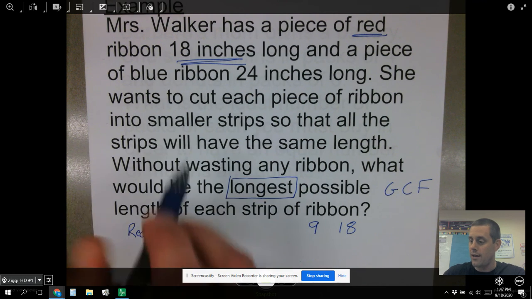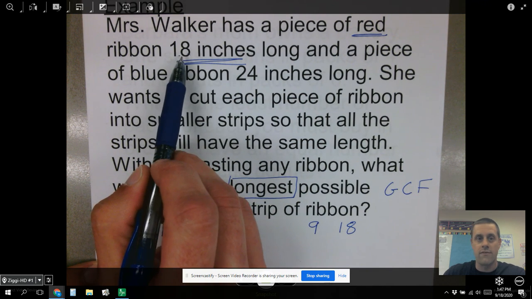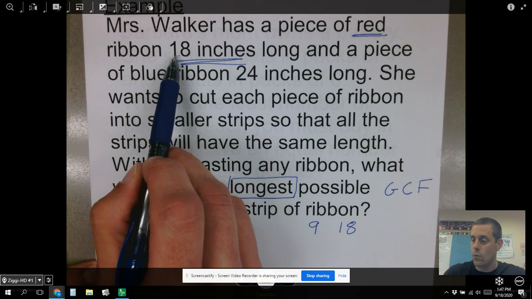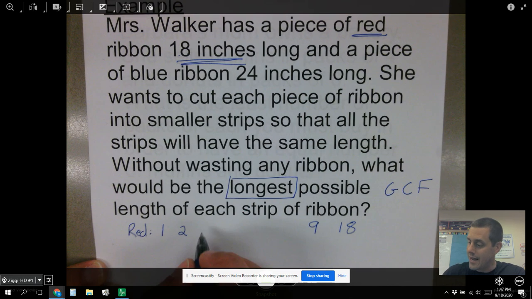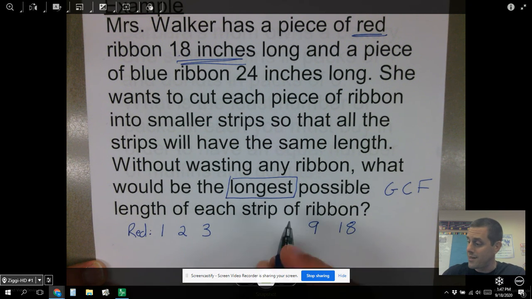On to 3. Looking at 18, if you remember your divisibility rules, sum the digits. 1 plus 8 is 9. 9 is a multiple of 3, therefore 3 is a factor of 18. We need a partner for 3. 3 times 6 gives us 18.